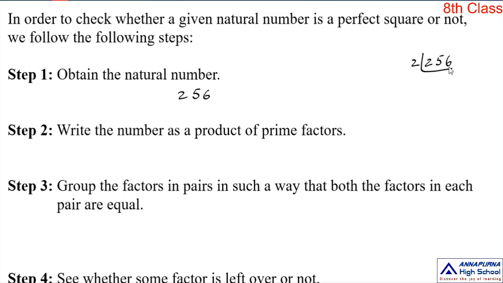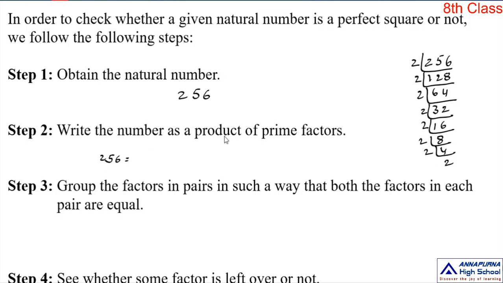What is the first prime number? 2. So this 256 is divisible by 2. How many times? 128. Again this 128 is divisible by 2. How many times? 64. And this 64 is divisible by 2. How many times? 32. And this 32 is also divisible by 2. 16 times. And 16 is divisible by 2. 8 times. 8 is divisible by 2. 4 times. 4 is divisible by 2. 2 times.